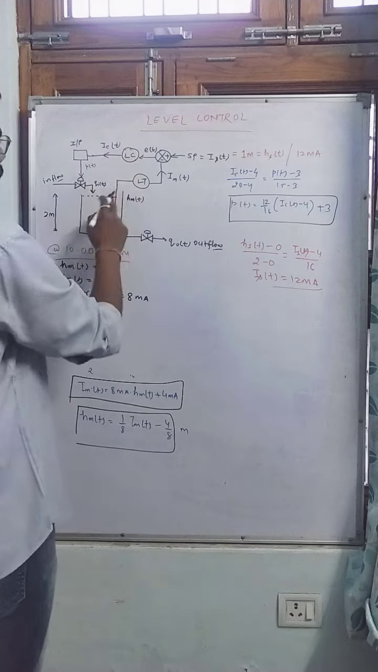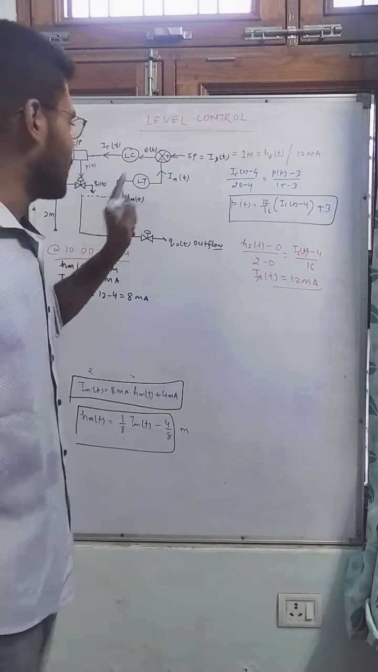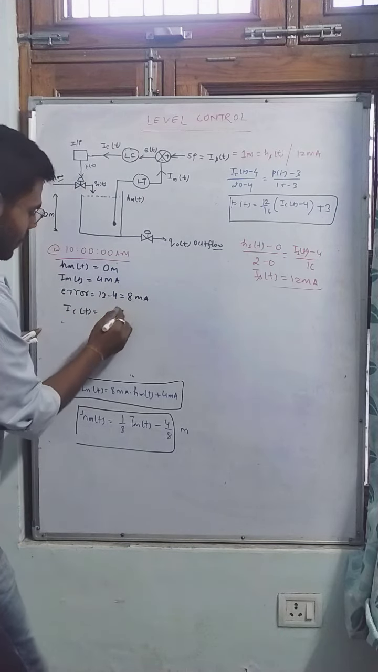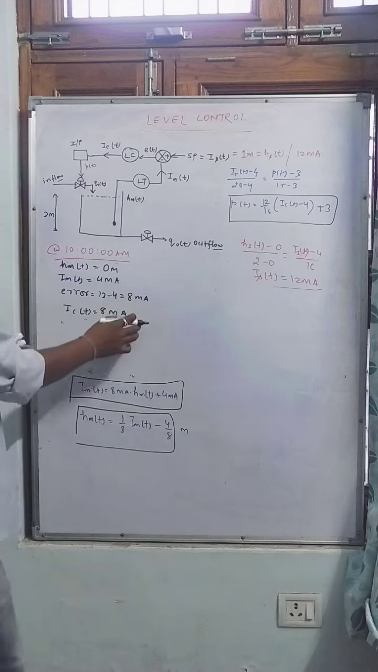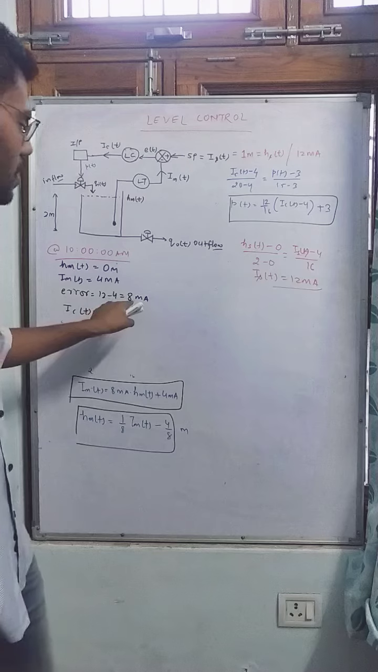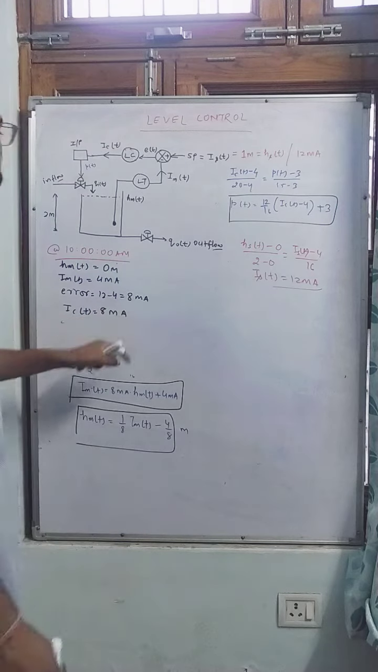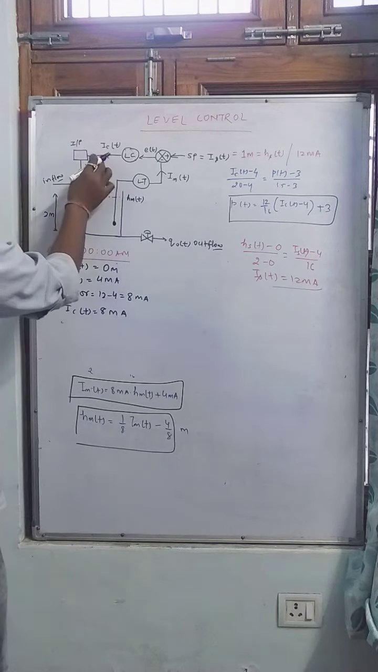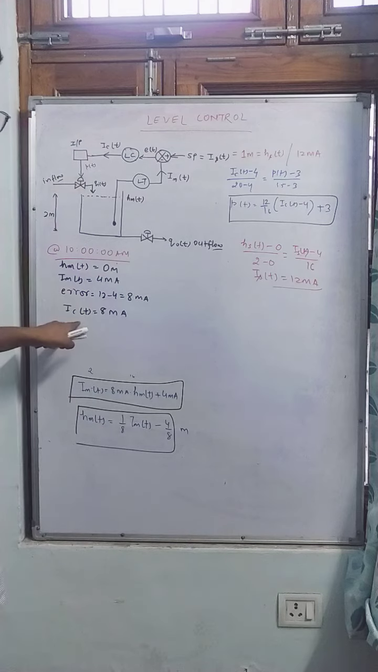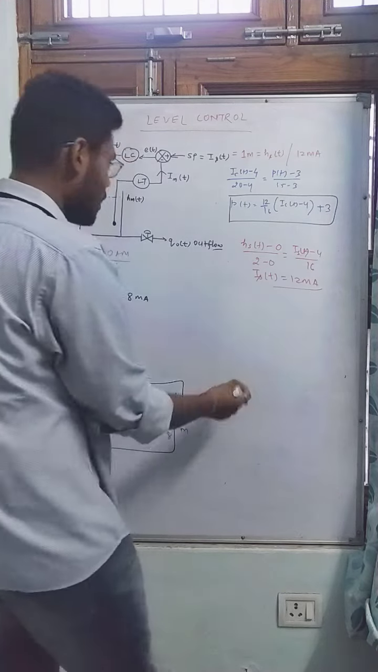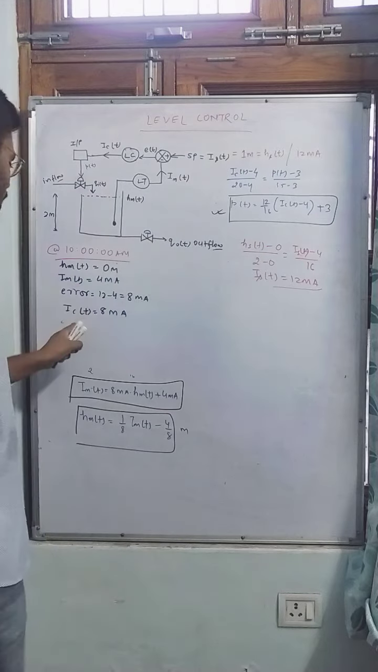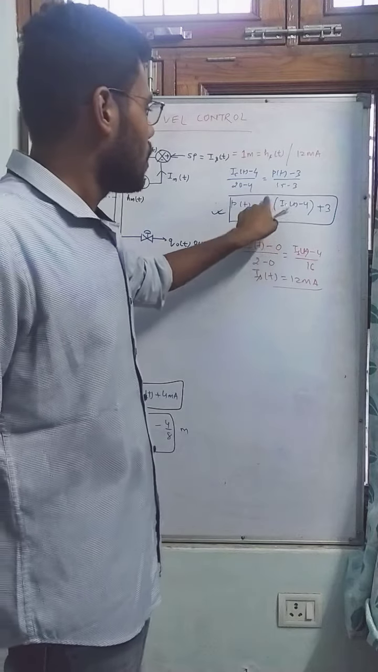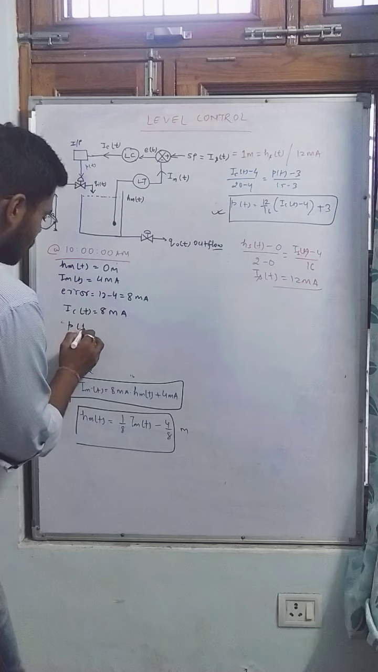Now this error will go to the controller, and the controller will respond according to the error received. So what will be the ICT? How much current do we require? The error is required, which is the only difference between set point and measured value. So the controller will send a current value of 8 milliampere to the I2P. Then the I2P will convert this current into a pressure value by this formula. Put ICT equal to 8: (8 minus 4)/16 = PT minus 3 over 12, so PT equals 6 psi.